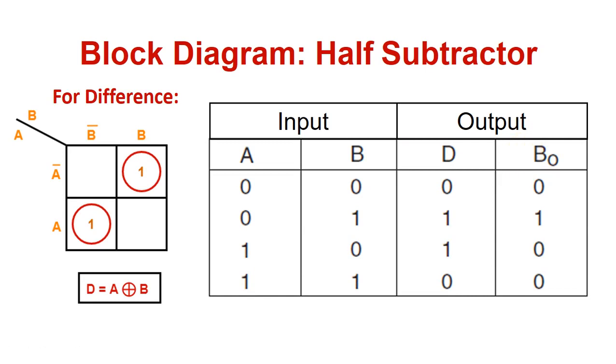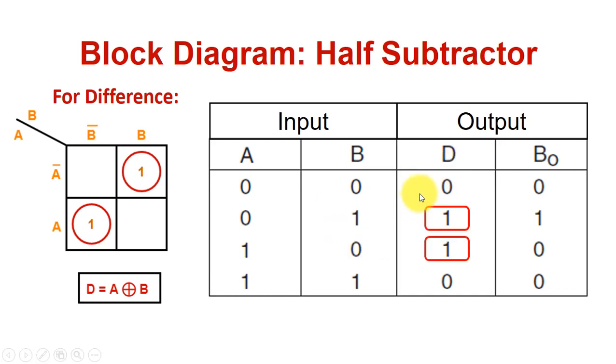Now we will explore and try to prepare an equation or expression for the difference and borrow. So for the first case, we will try to design an expression for the difference from the truth table using the K-map.